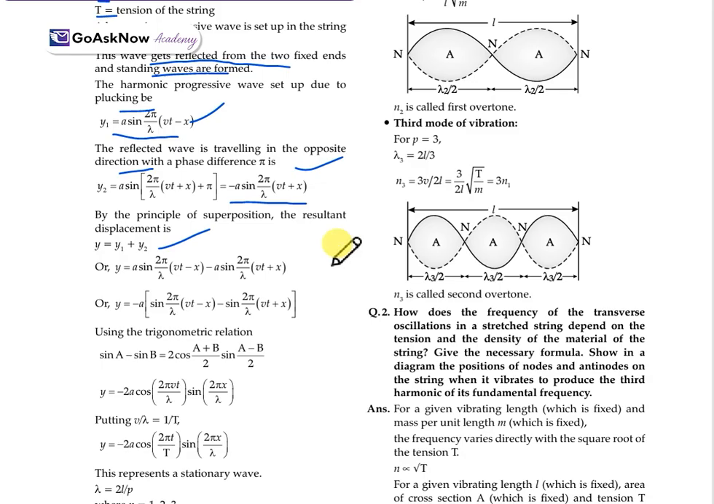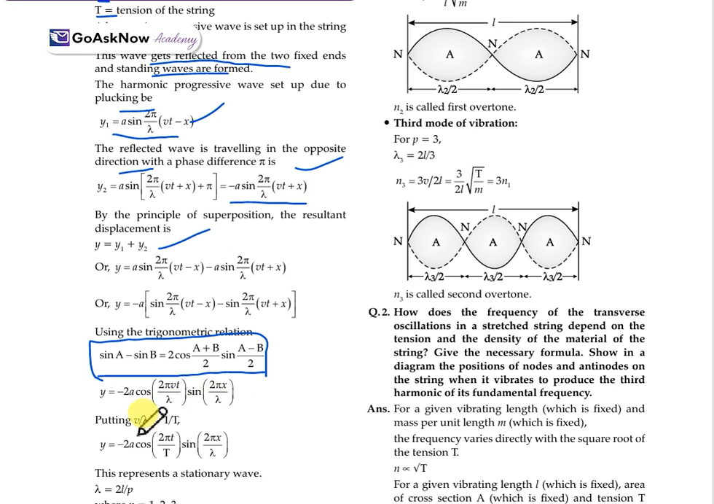We substitute the values, and here we get the overall displacement after superposition, which is y = −a [sin 2π/λ (vt − x) − sin 2π/λ (vt + x)]. Now we'll use the trigonometric relation: sin A − sin B = 2 cos((A+B)/2) sin((A−B)/2). So when we use this in the equation, we get y = −2a cos(2πvt/λ) sin(2πx/λ).